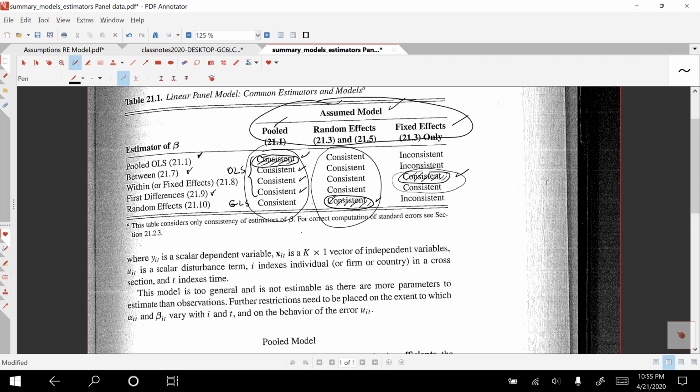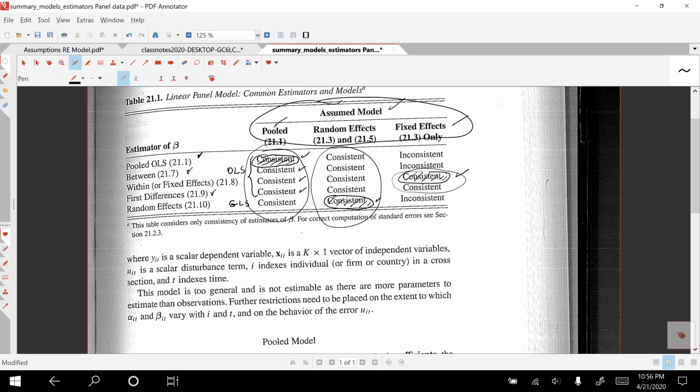You always start with the model that you are assuming, and then you apply the needed transformation. Once you have, for example, the between transformation for any of the models, you can apply the between estimator. Now, for the fixed effects model, the pool OLS, the between estimator, and the random effects estimator are all going to be inconsistent estimators. So that's why we usually didn't talk about those estimators.